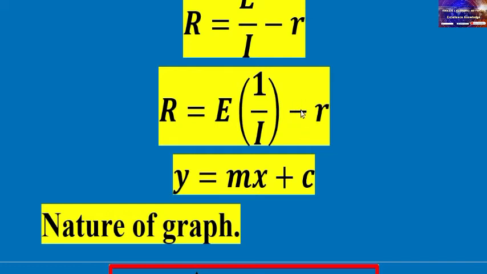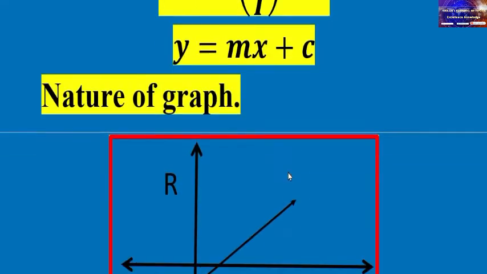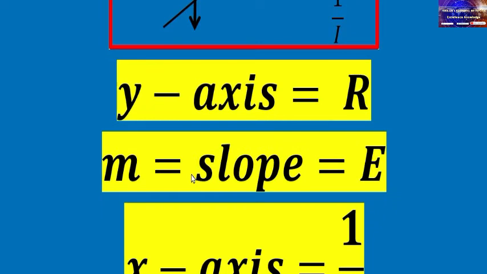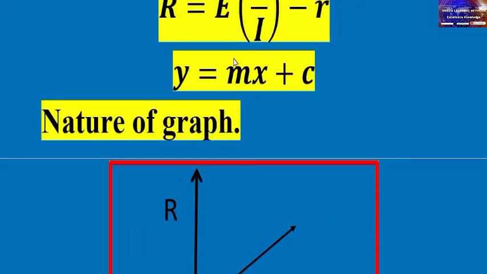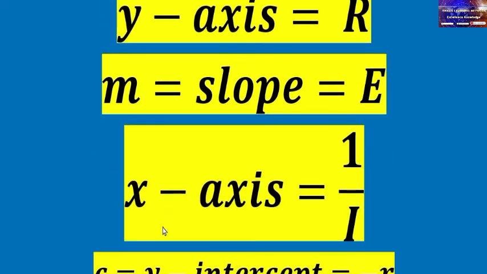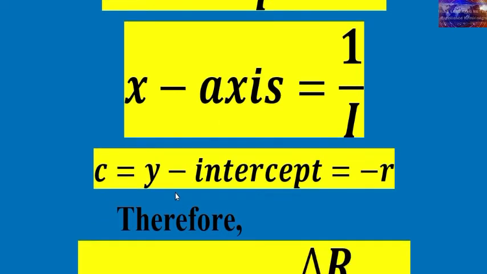This is the y-intercept. It shows negative r. The y-intercept is negative. Do you see that is the nature of the graph? When you plot using the scale and the values of the experimental results, you have to show your graph is going to cut the negative y-axis. Then when you look, our slope is E.M.F. m is equal to the slope, which is equal to E.M.F, and the x-axis is equal to 1 over I. c is equal to the y-intercept, which is equal to negative r.